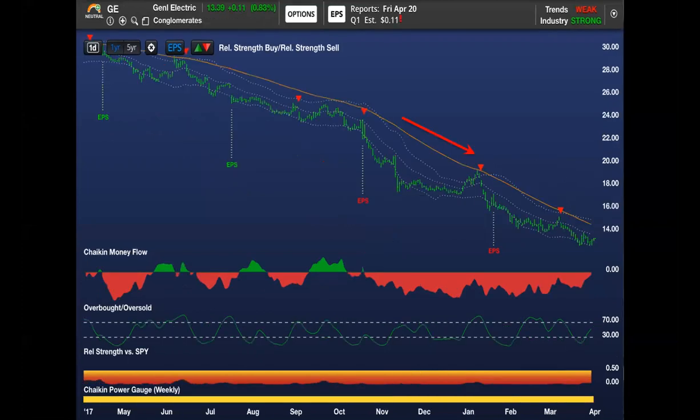It also means getting out of stocks like General Electric. Now, I wish the power gauge had been bearish because we'd look like a hero, but as I said earlier, relative strength stands alone as a bullish or bearish indicator.